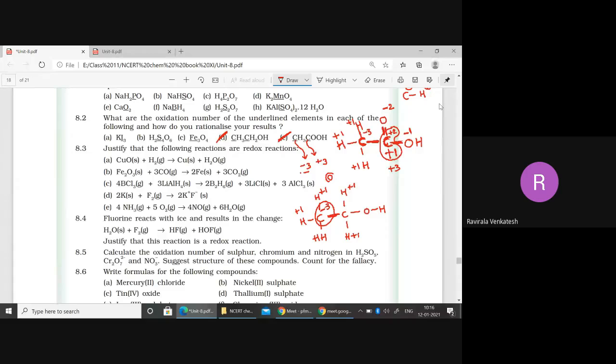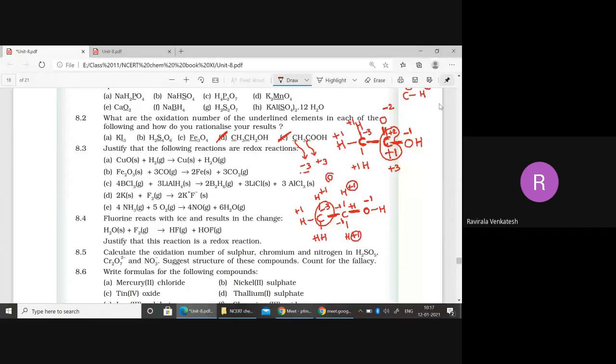Now if you observe, this oxygen will get minus and carbon will get plus, right? Now, how many bonds are there between carbon and oxygen, beta? Only one bond is there. Put here -1. If it is -1, this will be +1. If it is +1, this will be -1.